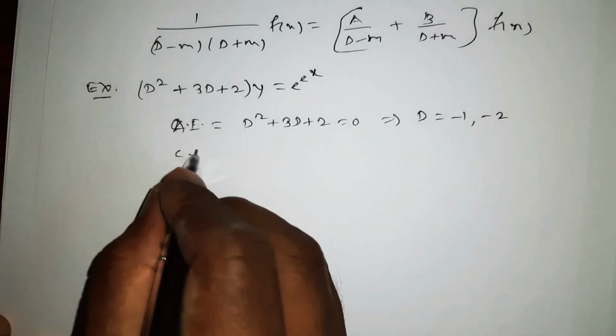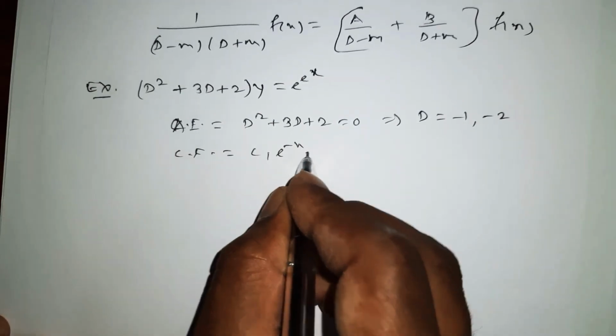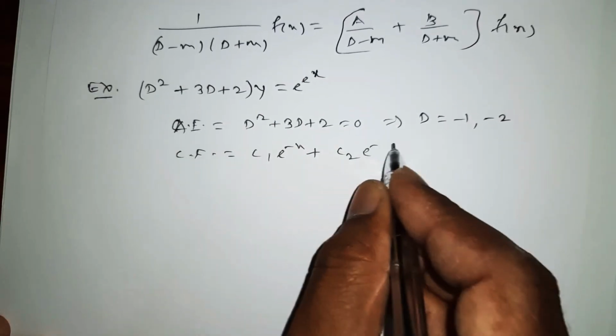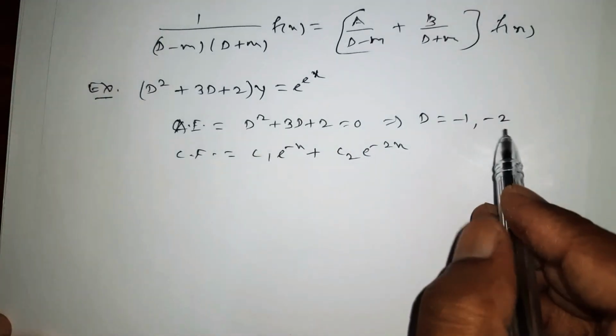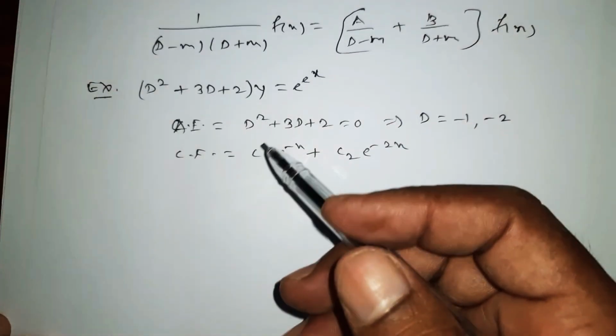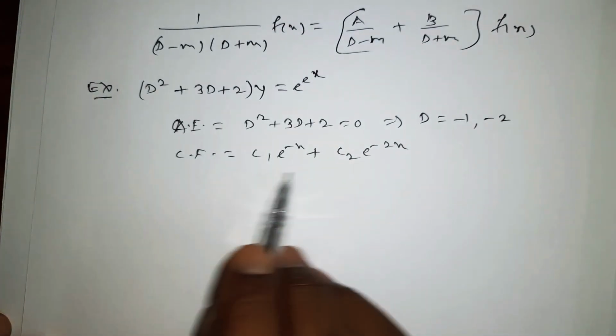Then you can write the complementary function from this. CF is C1 e raised to minus x plus C2 e raised to minus 2x. On the calculator you can do this, finding the roots, or by the division factorization method you can also easily calculate. Okay, this is your CF.